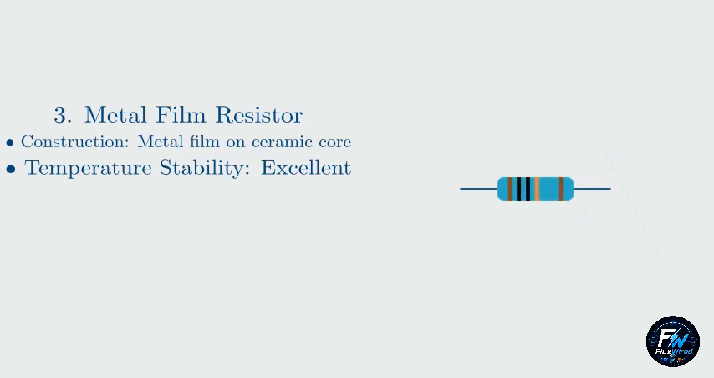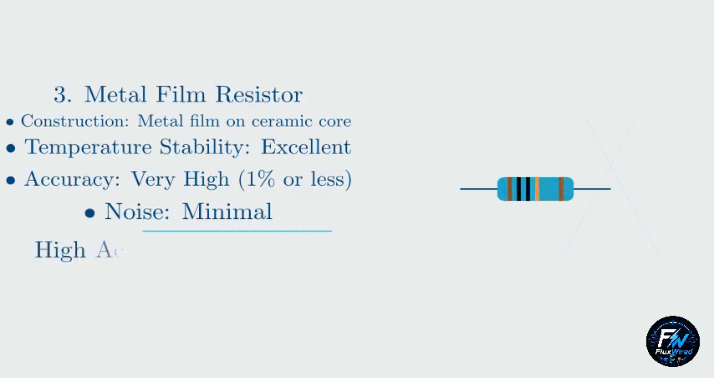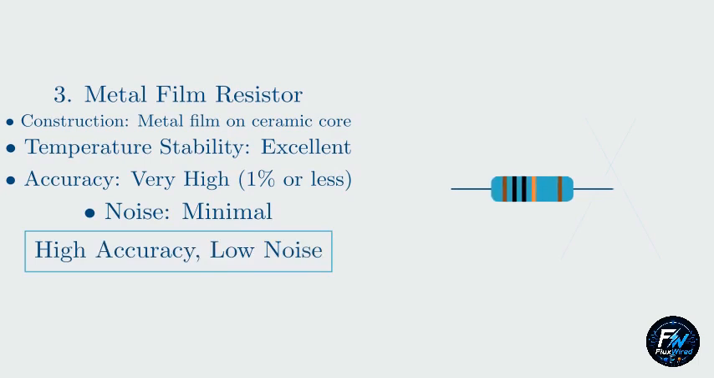They are the gold standard for high-fidelity audio equipment, medical devices, and instrumentation where a tiny error in resistance could lead to a big problem. If you see a resistor with 5 color bands instead of 4, there is a very good chance it is a high-precision metal film type. Remember, when accuracy is your top priority, metal film is the way to go.